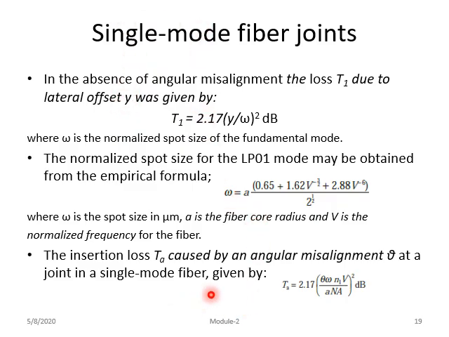The insertion loss TA caused by an angular misalignment theta at a joint in a single mode fiber is TA equal to 2.17 (θ ω n1 V / (a n1 NA))² decibel. So that is the loss due to angular misalignment, the insertion loss with theta.